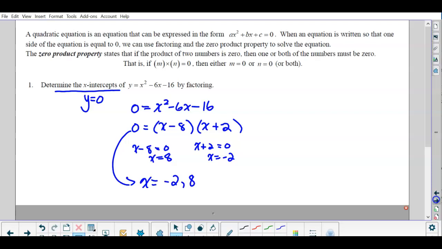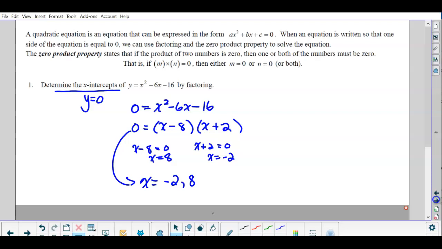And you can quickly check. If I put negative 2 in there, I would get negative 10 times 0, which is 0. That's good. I put 8 in, 8 minus 8 is 0, 0 times 10 is 0. Okay, 2 solutions. You're never going to get more solutions than the degree. So if the degree is 2, quadratic, the maximum you'll get is 2 solutions.